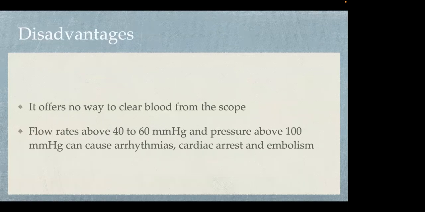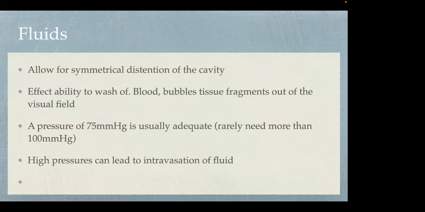The disadvantage is, we say it's good for diagnostic hysteroscopy because if we want to do operative hysteroscopy, we cannot clear blood from the scope. And the pressures we should use are between 40 and 60 millimeters of mercury. Above this, carbon dioxide will cause arrhythmias, cardiac arrest, and embolism. So it's important to maintain the intrauterine pressures within this range as a safety measure.